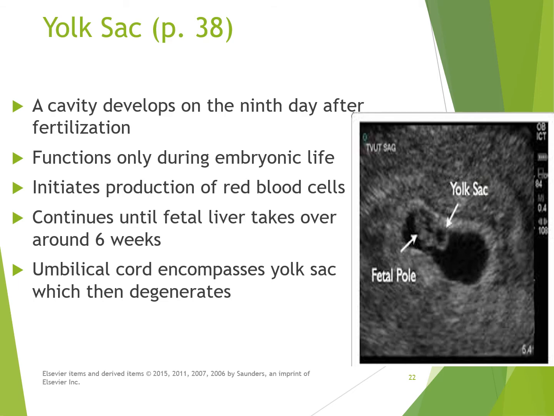It initiates production of red blood cells. And what are red blood cells? They carry oxygen. They carry the hemoglobin. So that's super important. This continues until the fetal liver takes over at around 6 weeks. And the umbilical cord encompasses the yolk sac, which then degenerates.